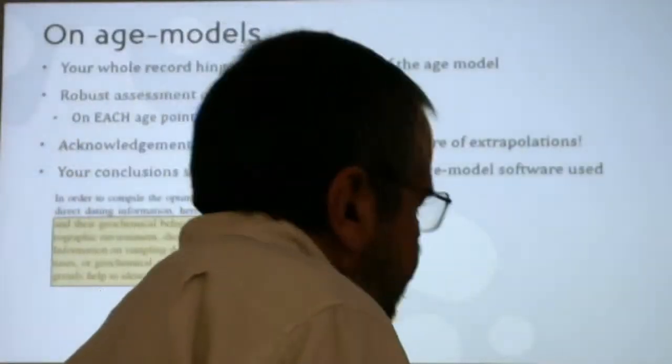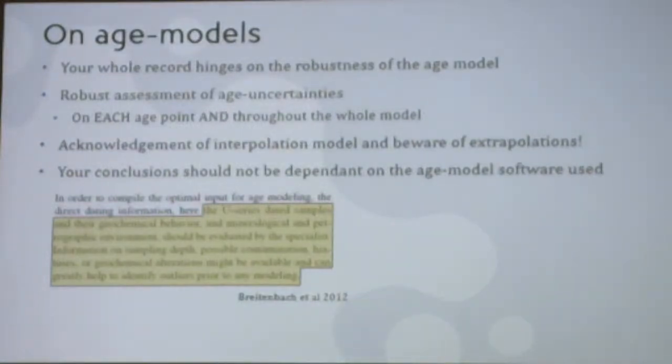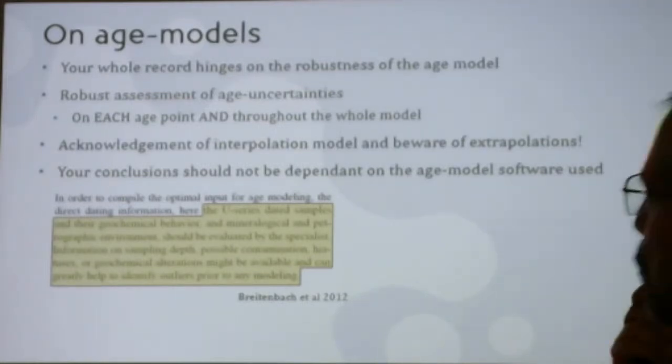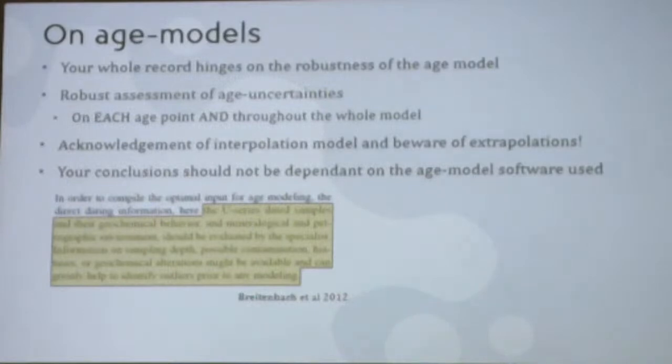Pretty nice. But basically, just to wrap it up on the age models, your whole record, whether it's a trace element or whatever you like, hinges on the robustness of the age model. So it's something that you have to really work on and understand really well what you're doing. It's very important to assess whether the uncertainties are affecting your conclusions or not.